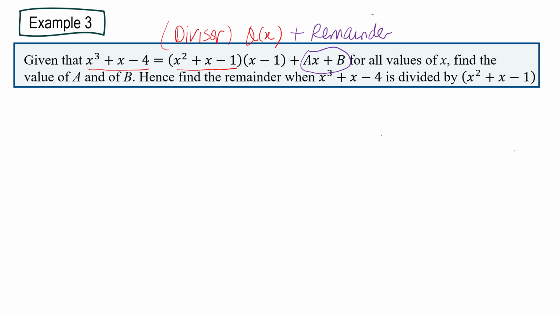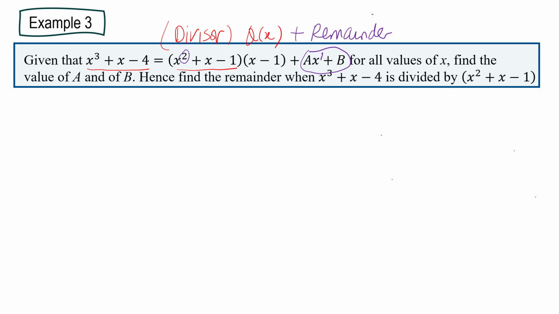If we remember what we have done in example 2, we have a divisor which is a quadratic. Quadratic means the highest power is 2. Then our remainder is linear, with the highest power of x being 1. We are asked to find the remainder when it's divided by x squared plus x minus 1. So basically, we are asked to find ax plus b, so we need to find the values of a and b.